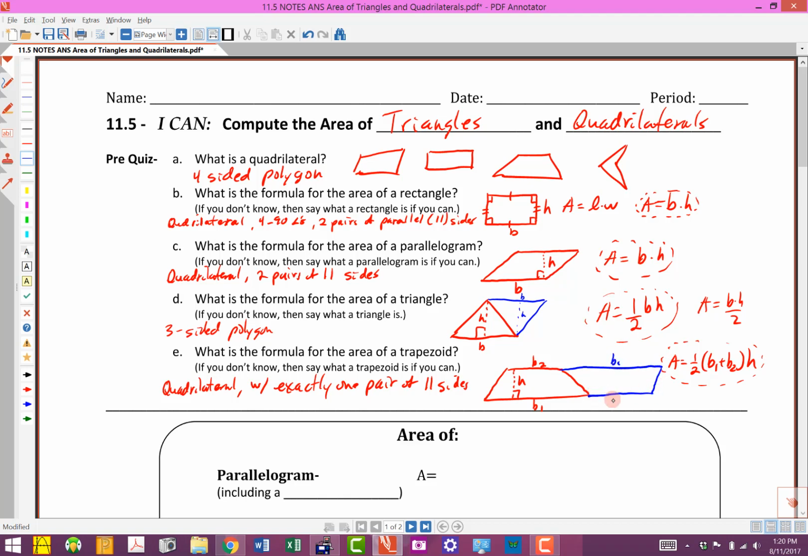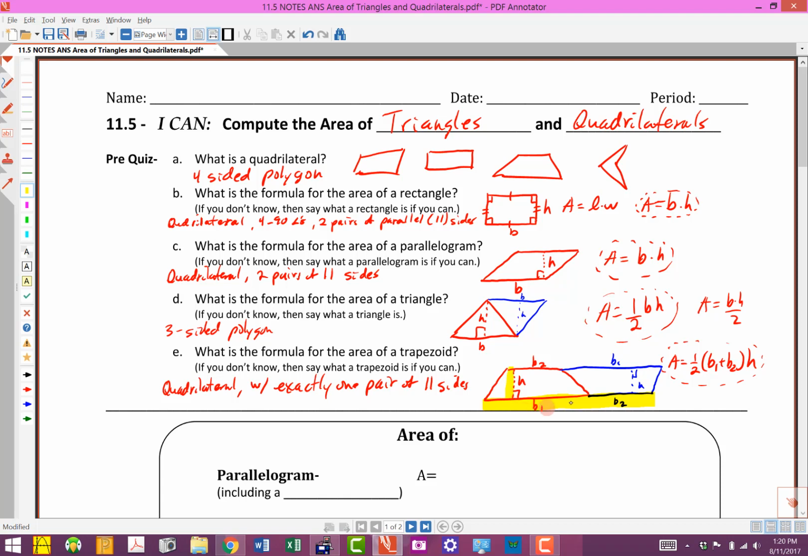So this would be B1, and this would be B2, and then this right here is still the height. Okay? Now, you'll notice what we have here is we've made another parallelogram, just like we did up above. So for this parallelogram, the formula for the area should be the base, which would go all the way from here to that other end right there, and then we'd multiply it by whatever the height was. Okay?